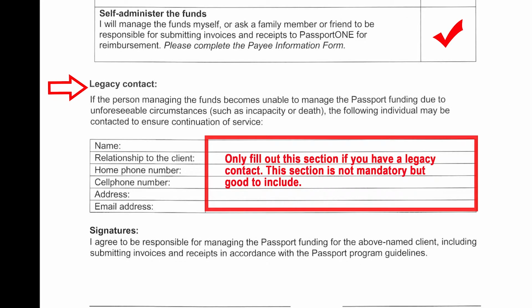The legacy contact, it's up to you should you like to write someone down or not. The legacy contact means if you are not able to do the funding or become unavailable to do the funding, who is someone that Passport could contact to complete the funding on your loved one's behalf? Sometimes it may be a mother acting as the person managing funds. They may switch it to a husband in the future, meaning the husband will be legacy, or it may be a sibling as the legacy. It is up to you. The legacy section is not mandatory, but if you'd like to write someone down, you're more than welcome to. If you're going to write someone in, we're just going to take a moment.